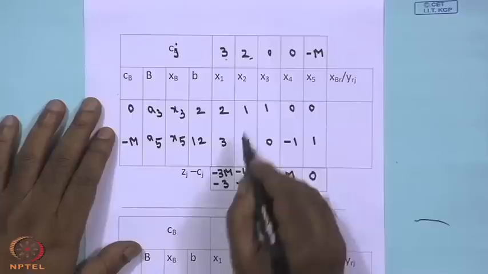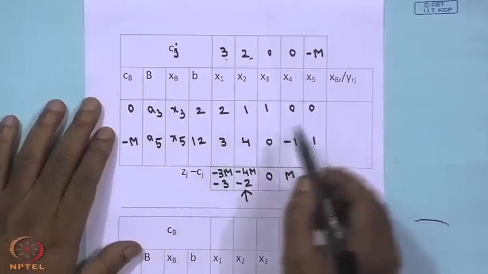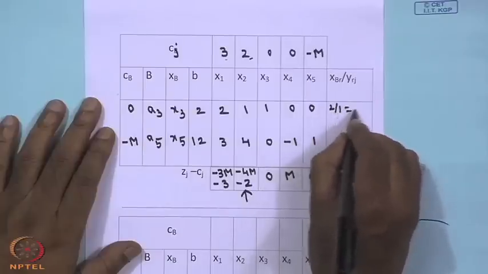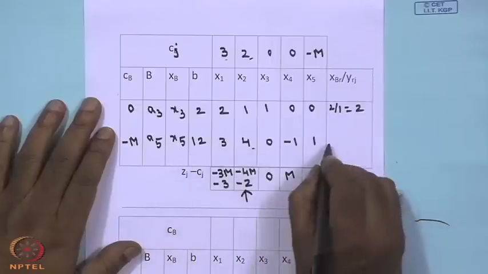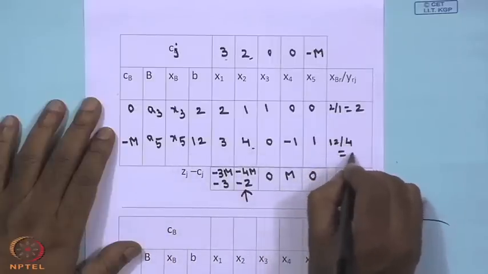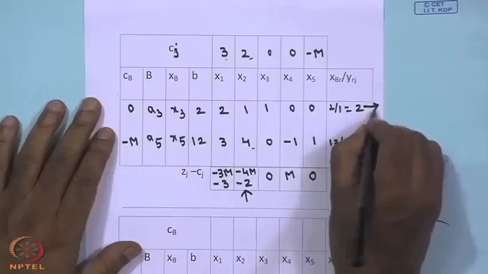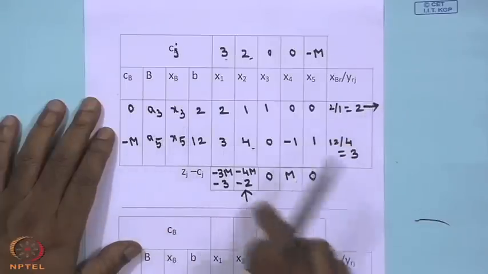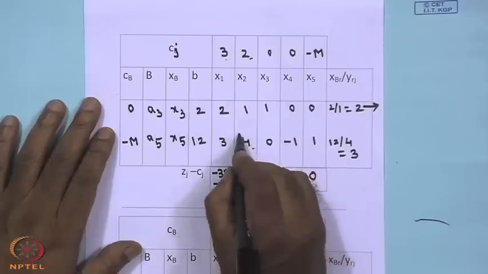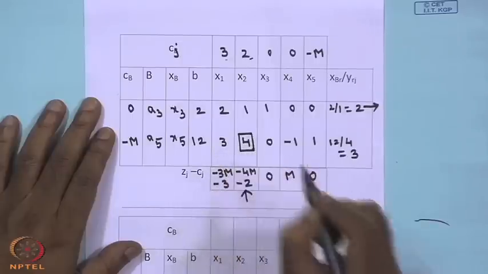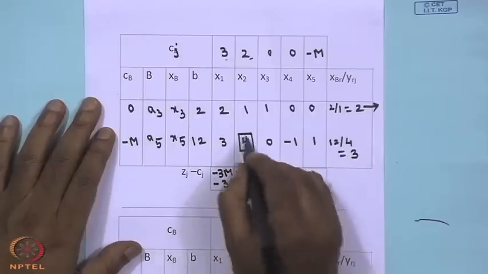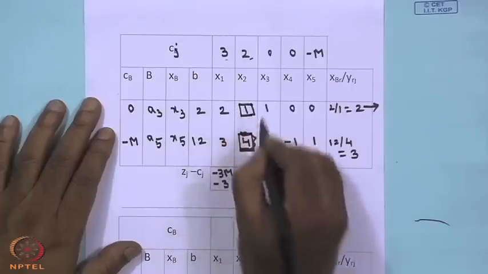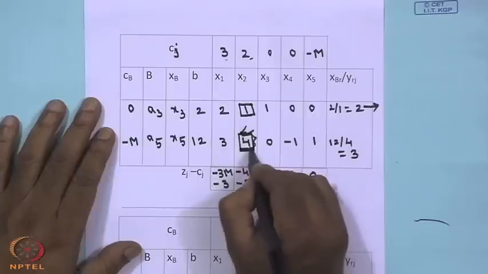Once x2 is the entering vector, now you can calculate the ratio, that is b by x2. So, for the first row it is 2 by 1, which equals 2. For the second one it is 12 by 4, which equals 3. The minimum ratio is this one. So, your outgoing will be x3 and entering will be x2, and this is your pivot element. I am sorry, not this. This is the row which is going out, so this one is the pivot element, not this.